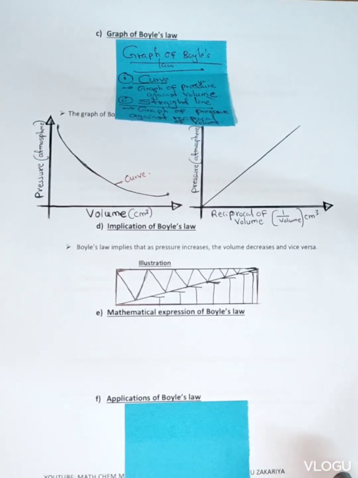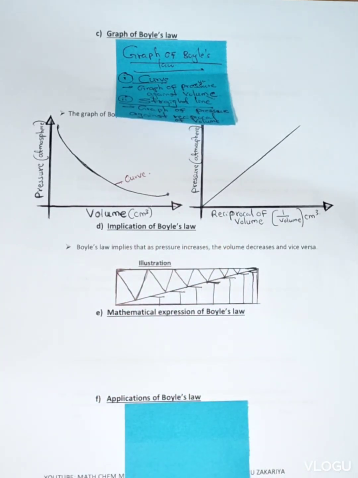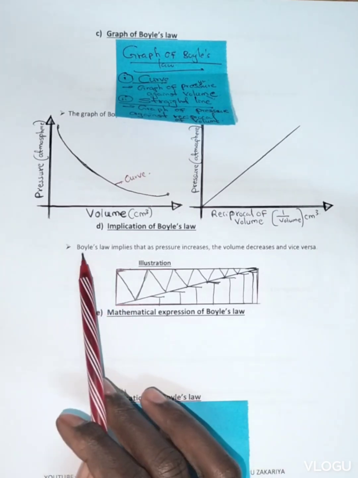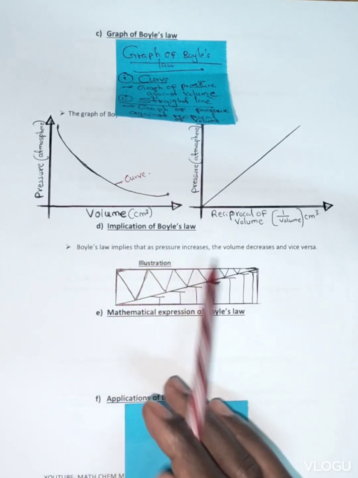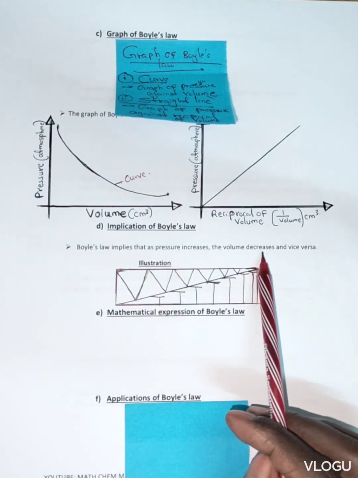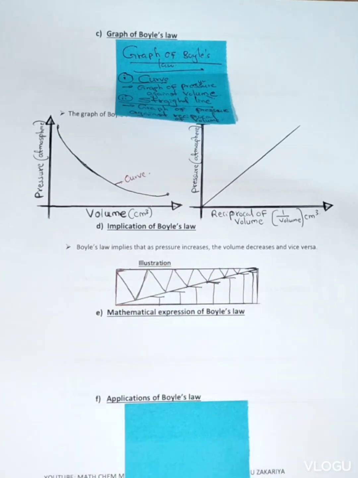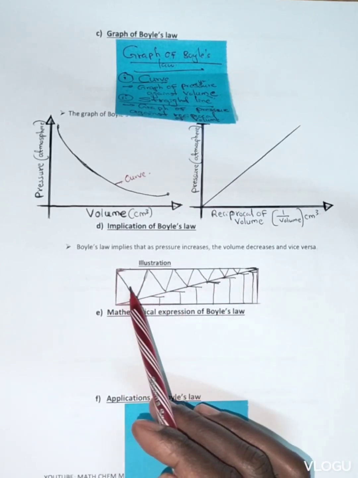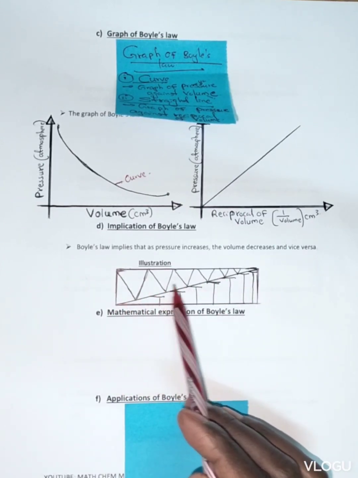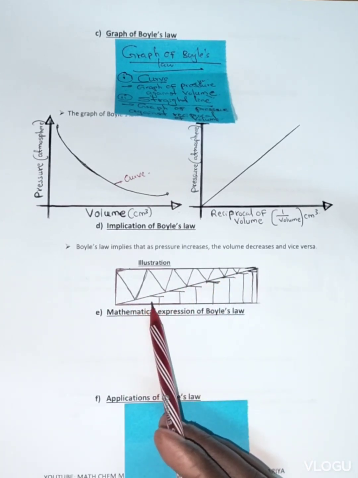Fourth, let's see the implication of Boyle's law. What does it imply? We have it here. Boyle's law implies that as the pressure increases, the volume decreases, and vice versa. Meaning, if the volume increases, the pressure decreases. So we have this illustration. Here we have this triangle. We have volume. We're seeing a big volume becoming smaller. The volume is becoming smaller.